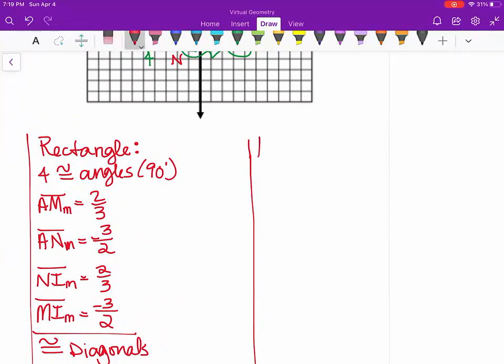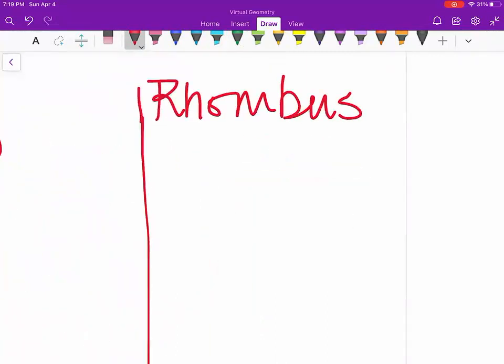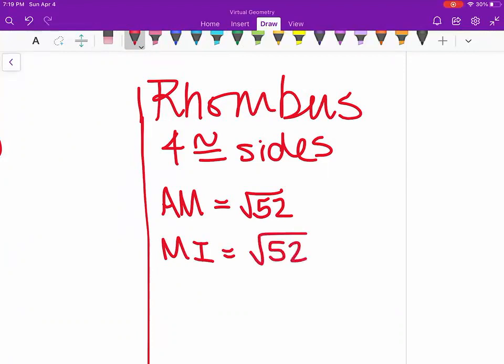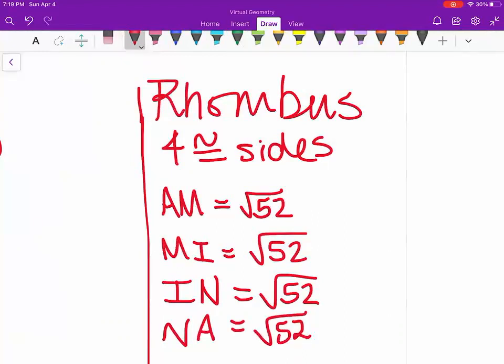Now remember, a rhombus has separate properties from the rectangle. Okay, a rhombus specifically says you need 4 congruent sides. So we need the distance, which we've already got, because we said that A to M was the square root of 52. We did this with the parallelogram. Then we had MI, which was the square root of 52. Then we had IN, and then NA. So all of them were the same. All of them are the same, so that proves rhombus.